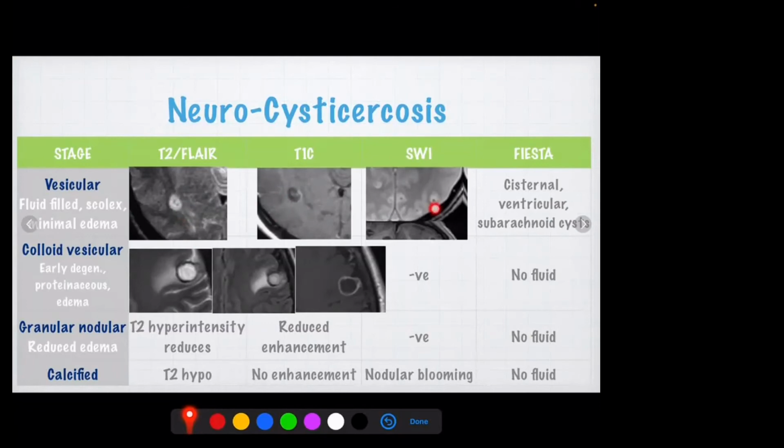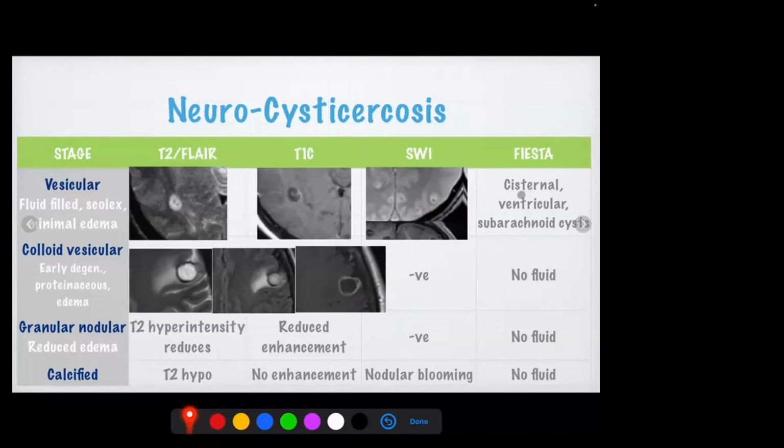SWI, again, is a very handy sequence to see the scolex, because there is soft calcification even in the vesicular stage of NCC. These central dots are all soft calcification. So we should ask the radiologist to specifically focus on SWI of these lesions. And if even one of the lesions can demonstrate soft calcification, it's worth it.